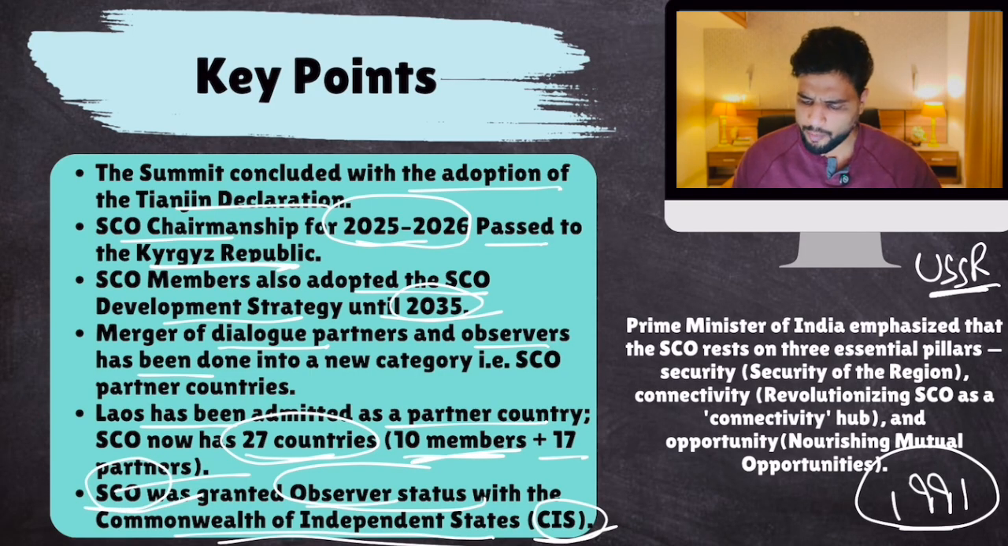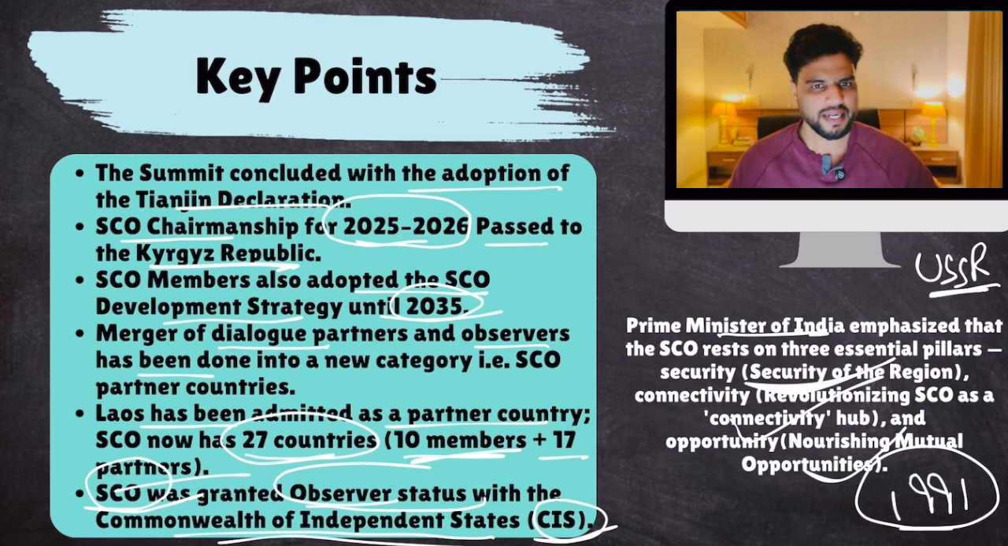By the way, the PM of India also made a speech at the SCO summit and shared some of his views. These are also given in your notes. Clear? Now, what were the key outcomes of this summit?